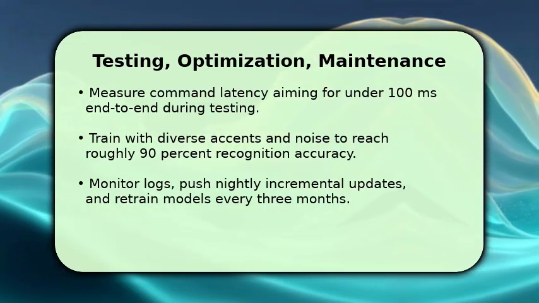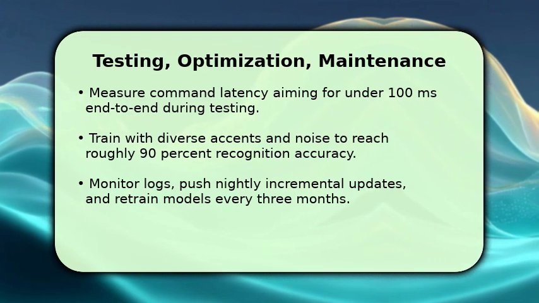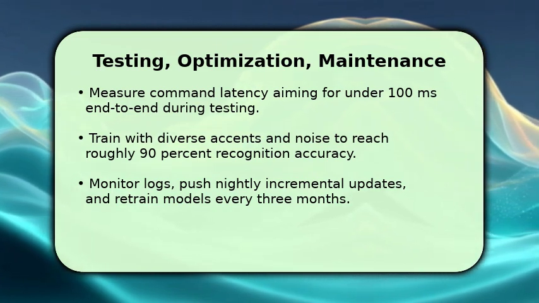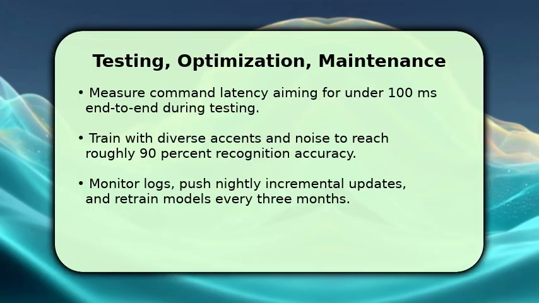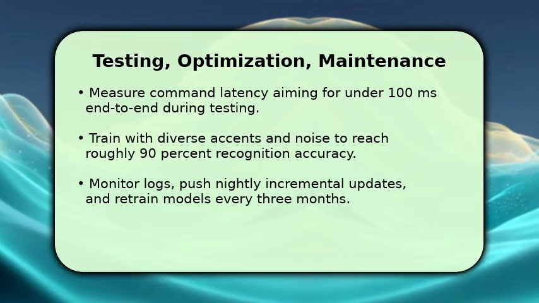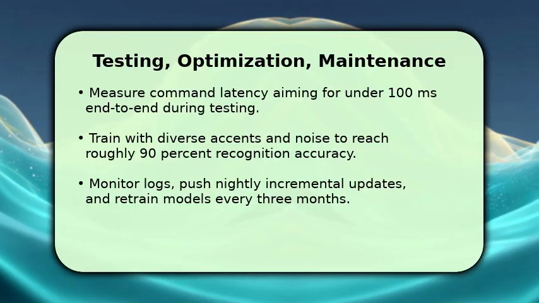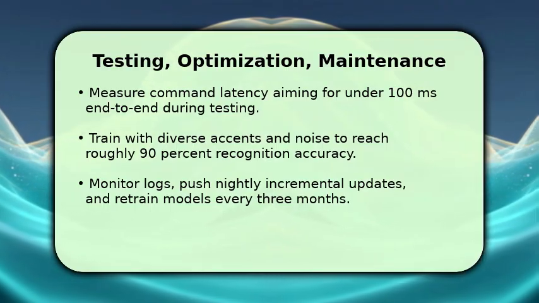Use quantization and pruning to reduce model size and CPU load without losing accuracy. Monitor usage logs, schedule nightly incremental updates, and retrain core models every 3 months to maintain performance and security.